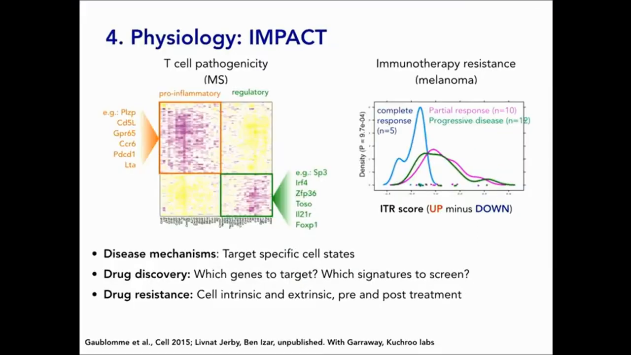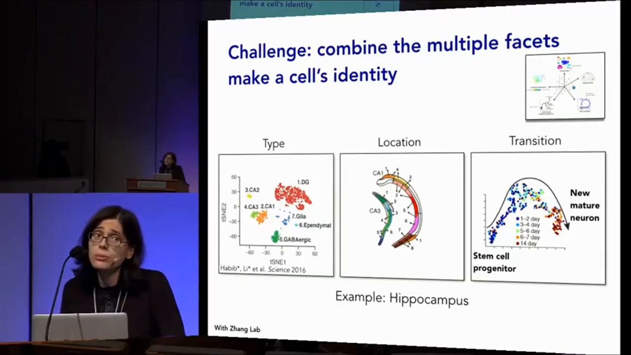By looking at the states of cells, we have a great opportunity of zeroing in on disease mechanism and doing it very precisely. For example, targeting only the pathogenic cells while sparing the healthy ones. We also give great tools then to the drug discoverers. We give them signatures that they can screen against. We give them an identification of how drug resistance might arise and how they can fight it by changing the states of those cells.